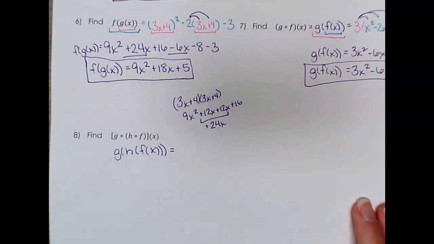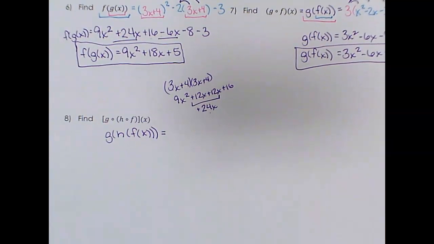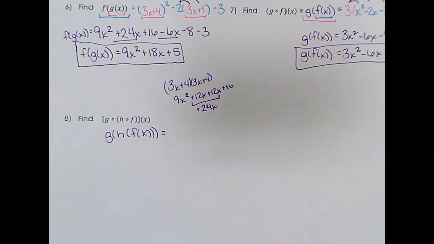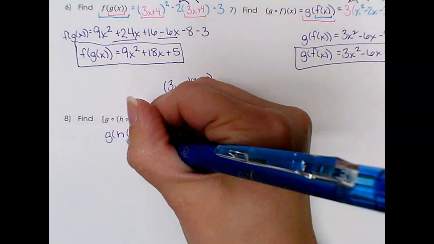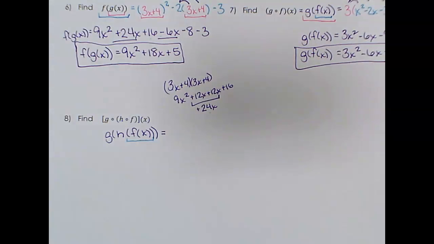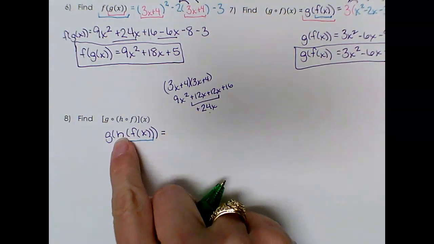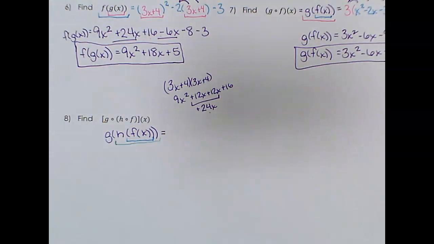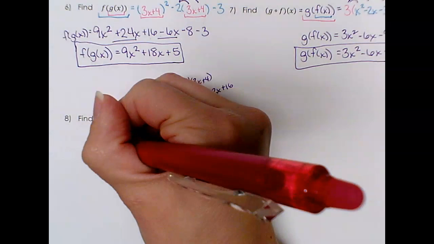Let's try number 8. Number 8, you're trying to find g of h of f of x. Holy smokes. Well, the inside is f of x. And you're going to put f of x inside of the h function. And that in turn is going to go inside of the g function.